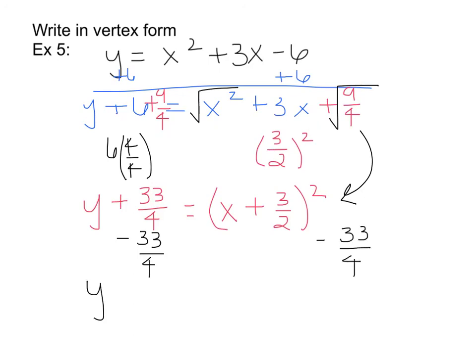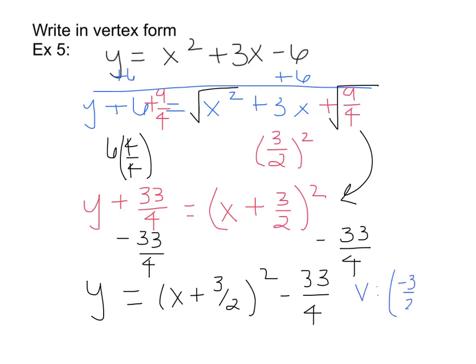So my vertex form is y equals x plus 3/2 quantity squared minus 33/4. From this equation, you can tell me what the vertex is. So remember, it's the opposite of the number inside your parentheses, so it's negative 3/2. It's the same as the number at the end, so it's negative 33/4. That's your vertex for this problem.